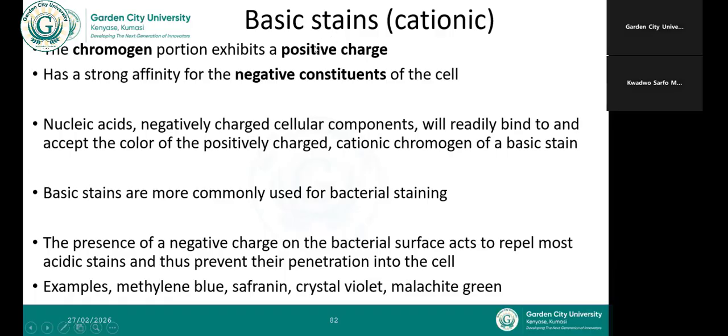So basic stains exhibit positive charge, and because they are having a positive charge, they have strong affinity for negative constituents of the cell. And this is what we use to stain bacterial cells.